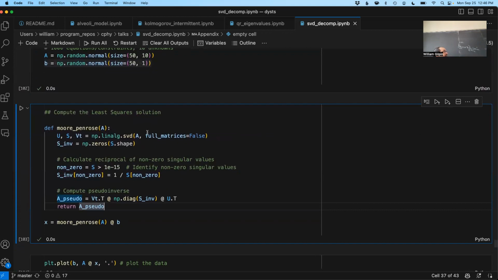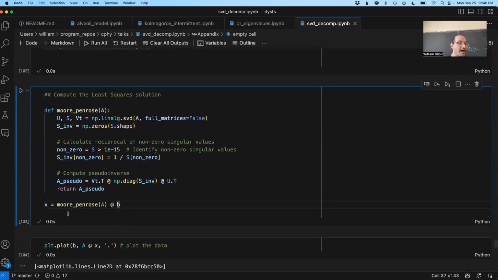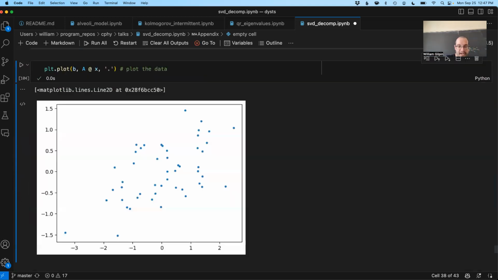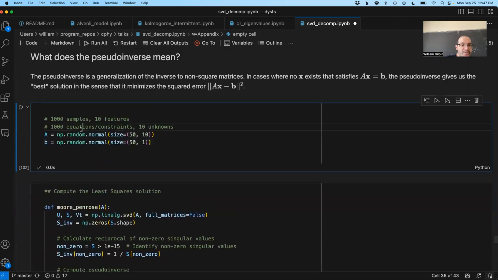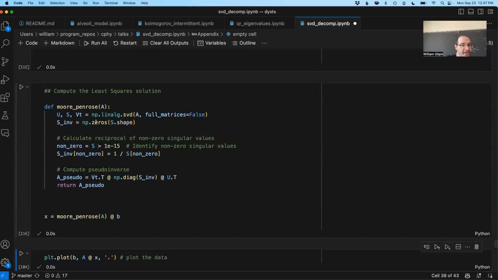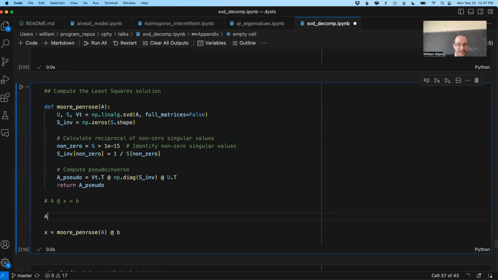Okay, so SVDs are pretty fast to compute. They're going to use the power method, which you use in your homework, to do it really quickly. And so this is going to give me the effective inverse of A applied to B. Okay, so I claim that if A at X equals B, this should give me the solution for X that minimizes the difference between A at X minus B.